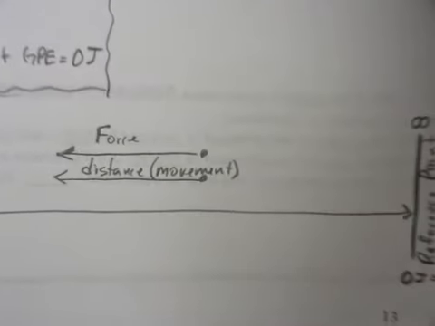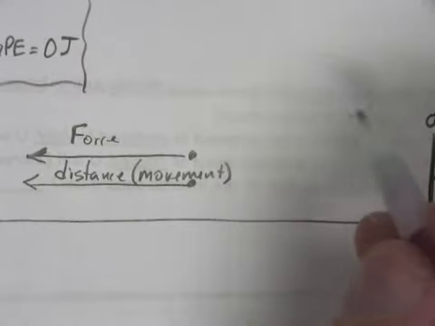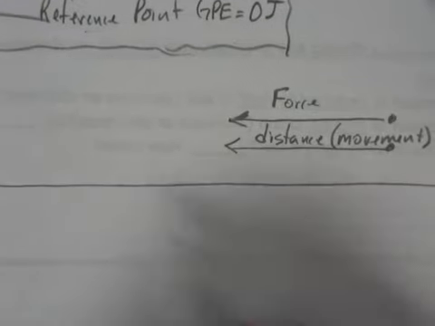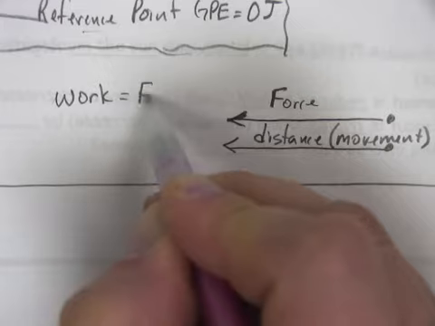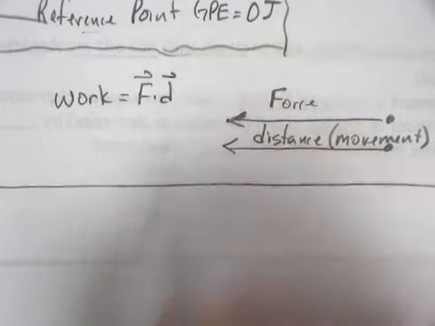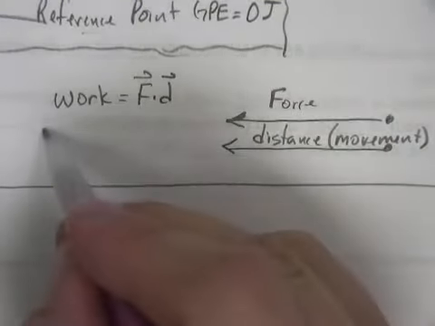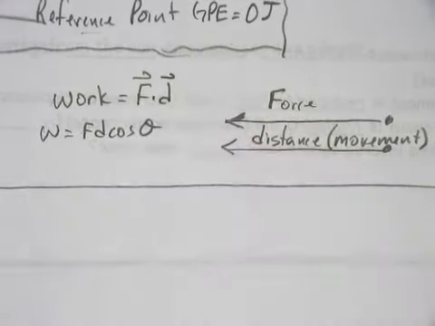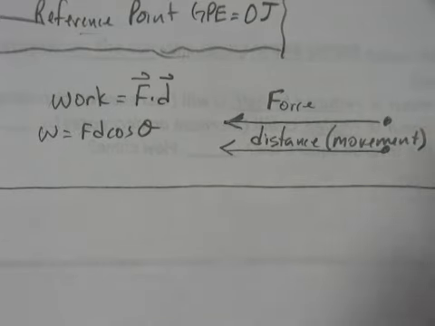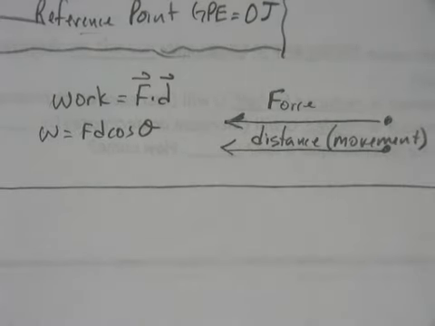Now we've talked about force and movement before. And when we talk about force and movement, we want to introduce, or reintroduce, the concept of work. And remember that work was going to be F dot D. And we know that work, a dot product, is equal to F D cosine theta. And check this out. Do you remember doing this? I'm not in the classroom with you right now, so you don't have to actually do this one.